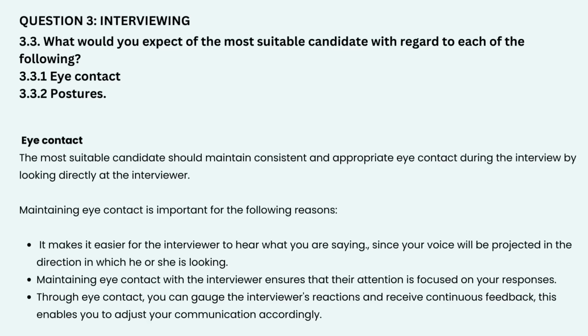2. Eye contact. The most suitable candidate should maintain consistent and appropriate eye contact during the interview by looking directly at the interviewer. Maintaining eye contact is important for the following reasons. 1. It makes it easier for the interviewer to hear what you are saying, since your voice will be projected in the direction in which he or she is looking. 2. Maintaining eye contact with the interviewer ensures that their attention is focused on your responses. 3. Through eye contact, you can gauge the interviewer's reactions and receive continuous feedback. This enables you to adjust your communication accordingly.